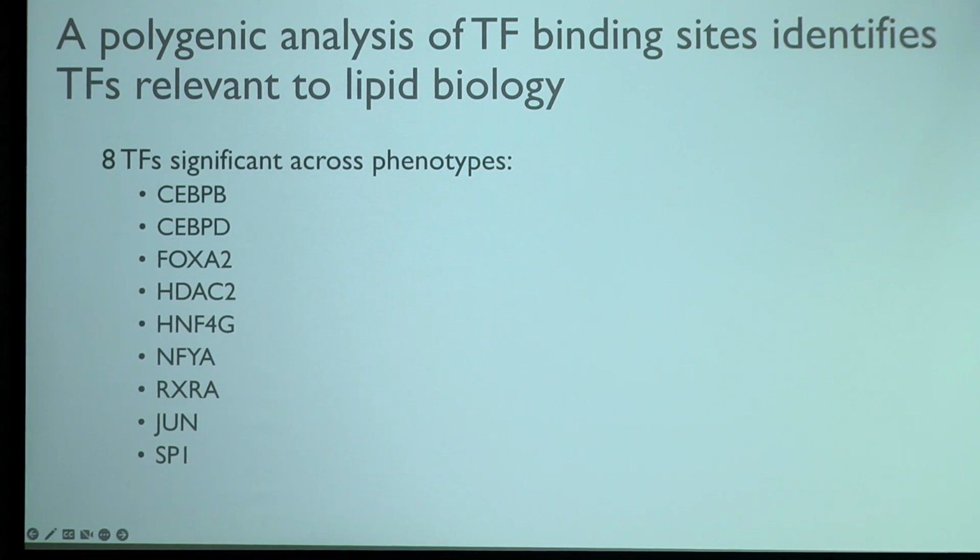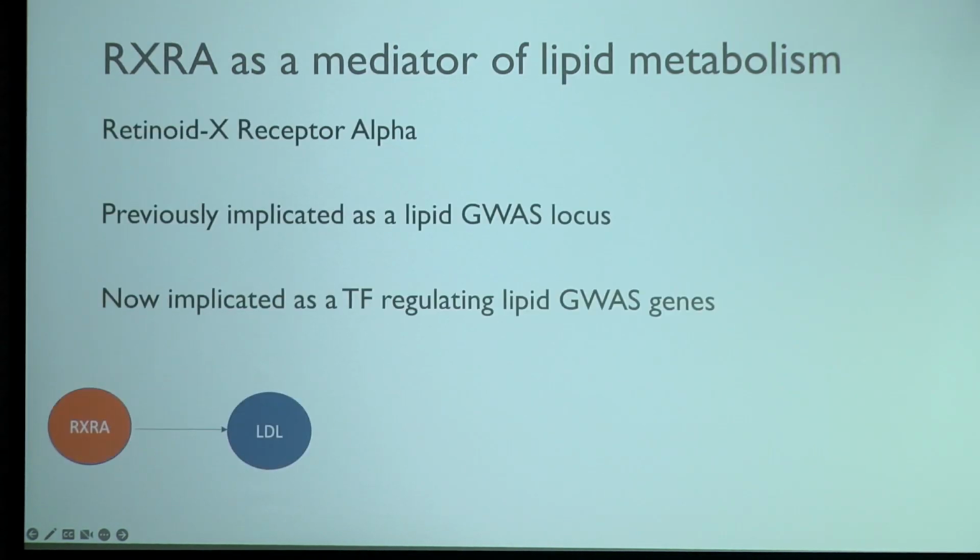This is a highly conservative set of transcription factors. If you're a lipid biologist here, a lot of these are familiar to you. Some of these are smoking guns that you would expect to see. But what we were particularly interested by was this one transcription factor, RXRA. Now this is retinoid X receptor alpha. This is a gene that was previously implicated as a GWAS locus. So we had known that there was a GWAS signal at this gene even before we did this study.